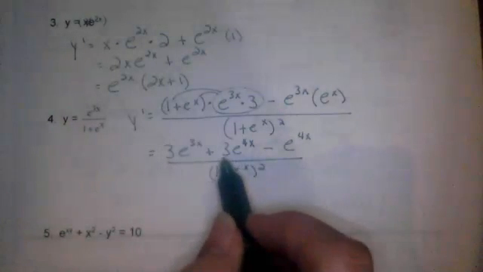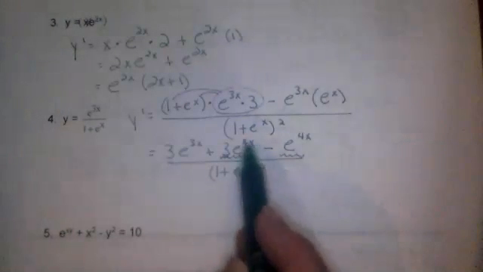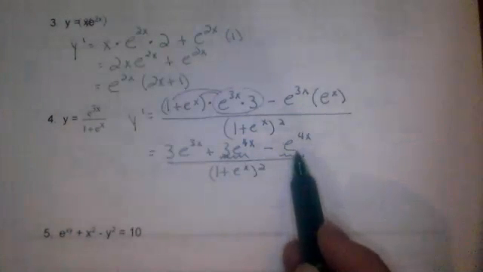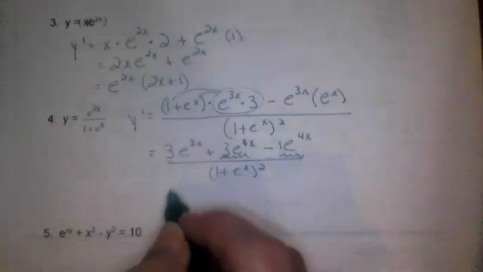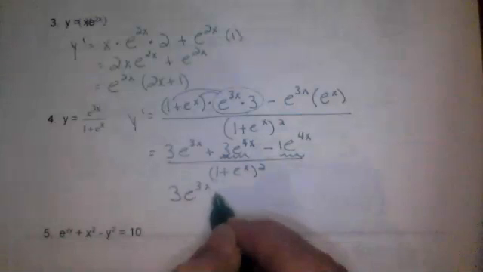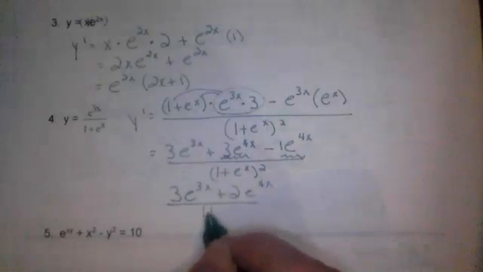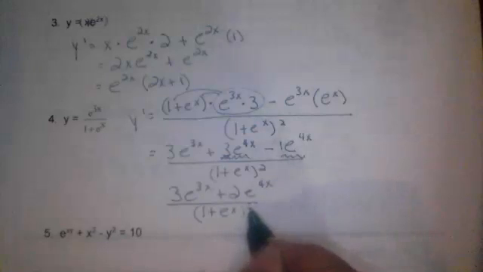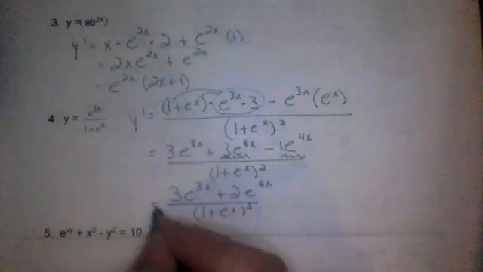All right, these have the same term here, so it's just 3 minus an understood 1. So we have 3e to the 3x plus 2e to the 4x over 1 plus e to the x squared. Now, if you wanted to take that a little bit further, I guess we could do some factoring, but I think I'm just going to leave it there for now.